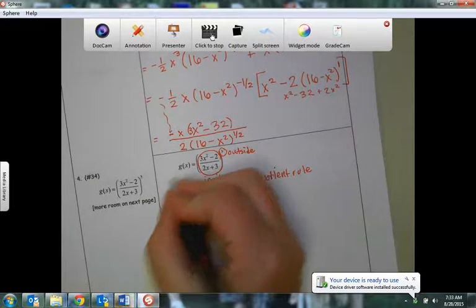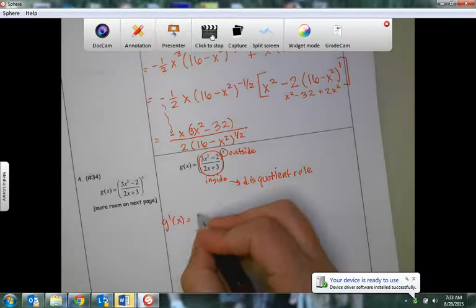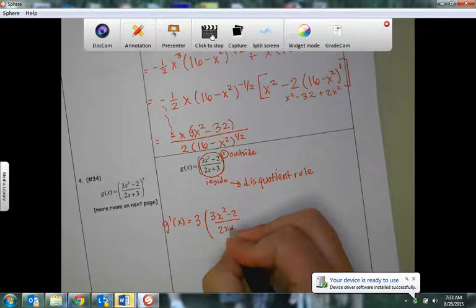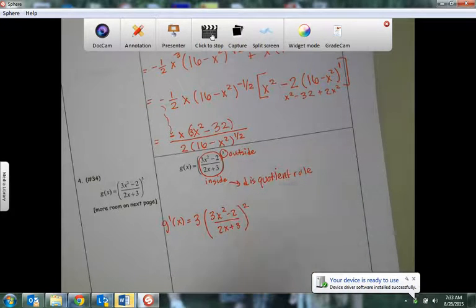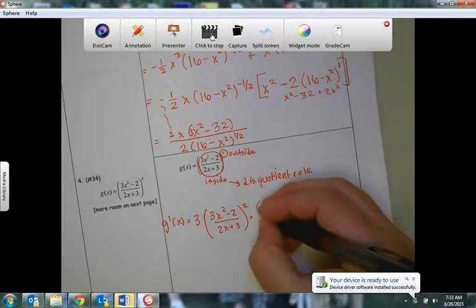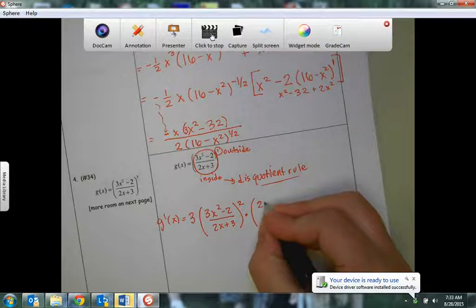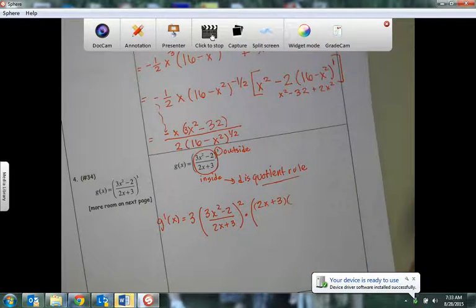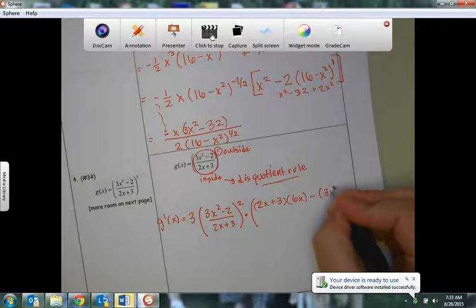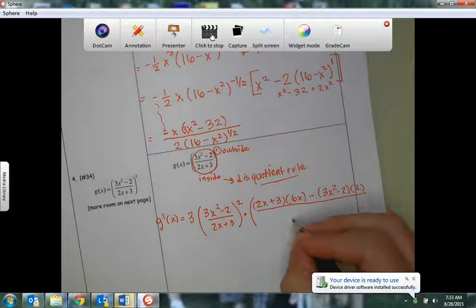Okay, so let's see. G, so I'm going to be taking g prime of x. Okay, derivative of the outside. Leave the inside alone. Subtract the 1. Now times the derivative of the inside, and this is when I'm going to do my quotient rule, when I do the derivative of the inside. So low, d high, minus high, d low, all over low, low.